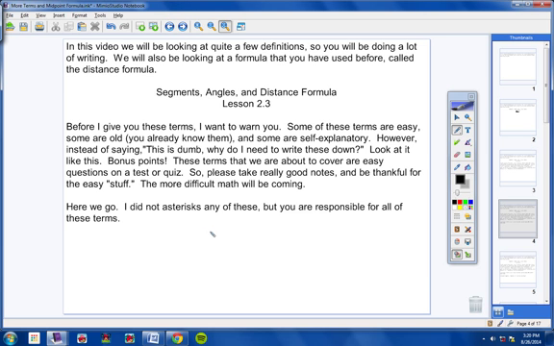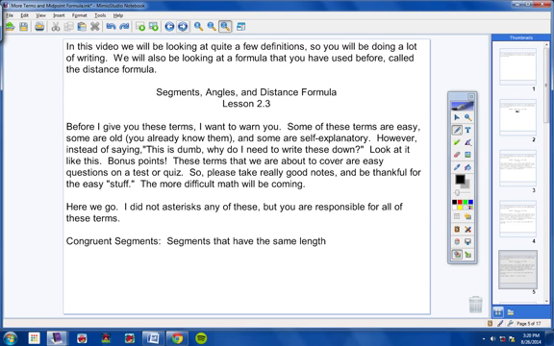Here we go. Now notice I did not asterisk any of these, and that, by the way, is the correct spelling. I did check it to make sure. A little weird looking word there, but I did not asterisk any of these, but you are responsible for all of these terms that I'm about ready to give you. So on tests and quizzes, you are responsible for these terms. Got it? Good. Get it? Here we go. Let's roll.